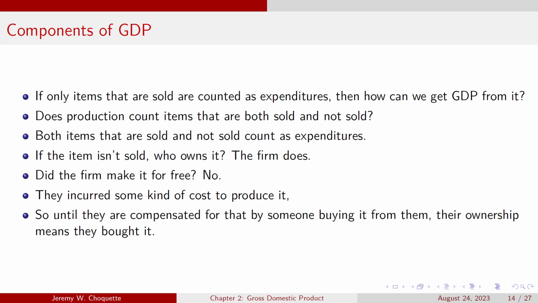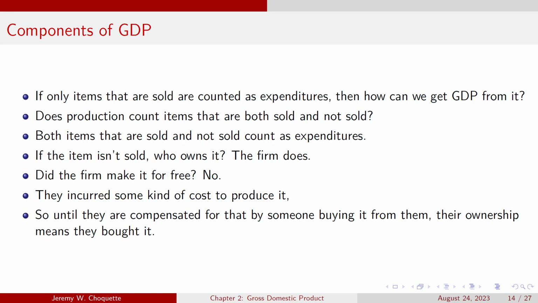So if only items that are sold are counted as expenditures, how do we get GDP from that? Because does production count items that are both sold and not sold? Well, both items that are sold and not sold do count as expenditures. It's just a question of where the expenditure goes.